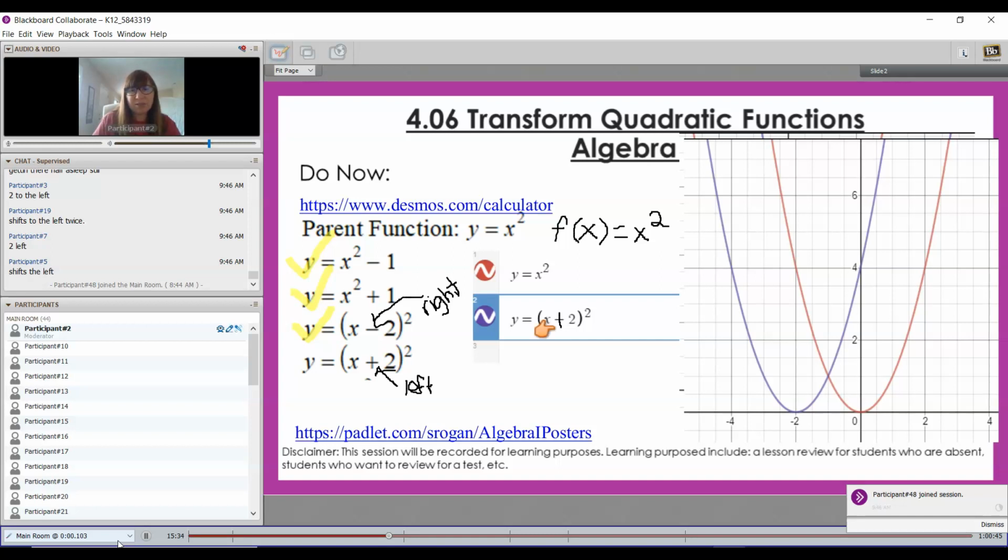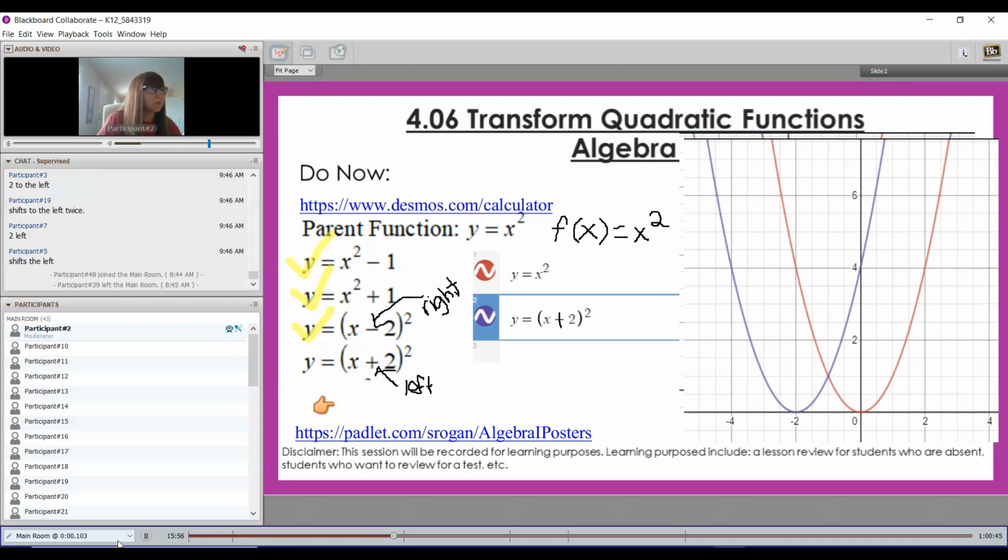So now I've got the plus 2. Here's the parent function again, and it shifts 2 to the left, or whatever that number might be in the parentheses with the input there. All right, so that's just a quick refresher. That will definitely help some of us think about these shifts as well.